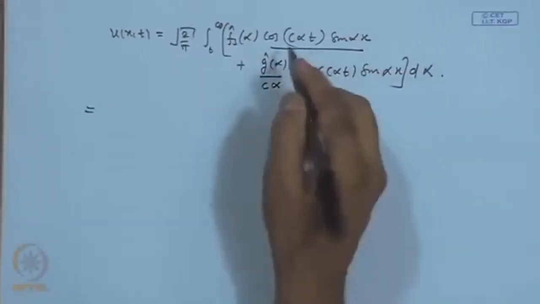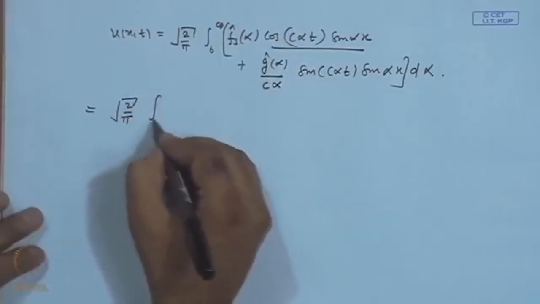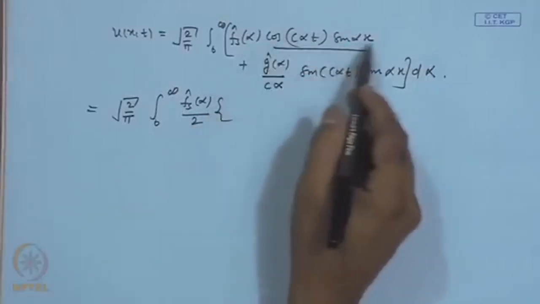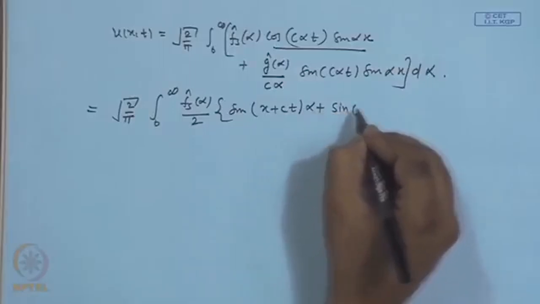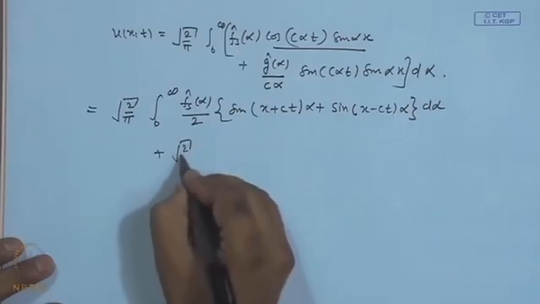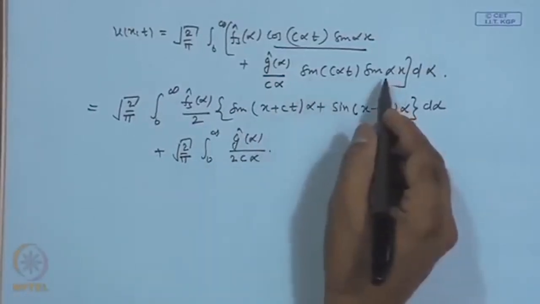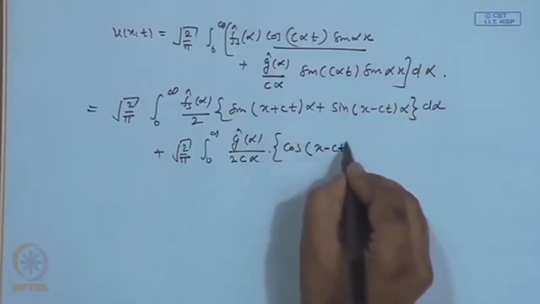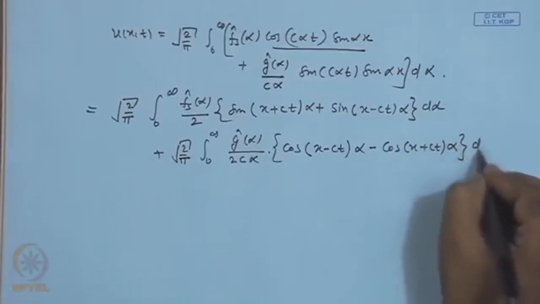Okay, so now we expand this, because of the two sines and the cos form. So, we take 2 over π, integral from 0 to infinity, of f̂_s(α) over 2, and this will now be, since 2 sin a cos b is sin(a+b) plus sin(a−b), sin(x+ct)α plus sin(x−ct)α, dα, plus again here 2 over π with that integral, from 0 to infinity, ĝ(α) over cα. So, for 2 sin a sin b, we have the cos terms, cos(a−b), or b−a, does not matter. So, x−ct we write, and then minus cos(a+b), so x+ct, α dα.